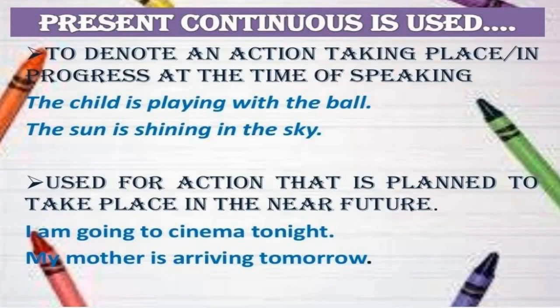So as they're saying, present continuous is used to denote an action taking place, anything that is happening, in progress, at the time of speaking. The child is playing with the ball. The sun is shining in the sky. It is also used for an action that is planned to take place in the near future.